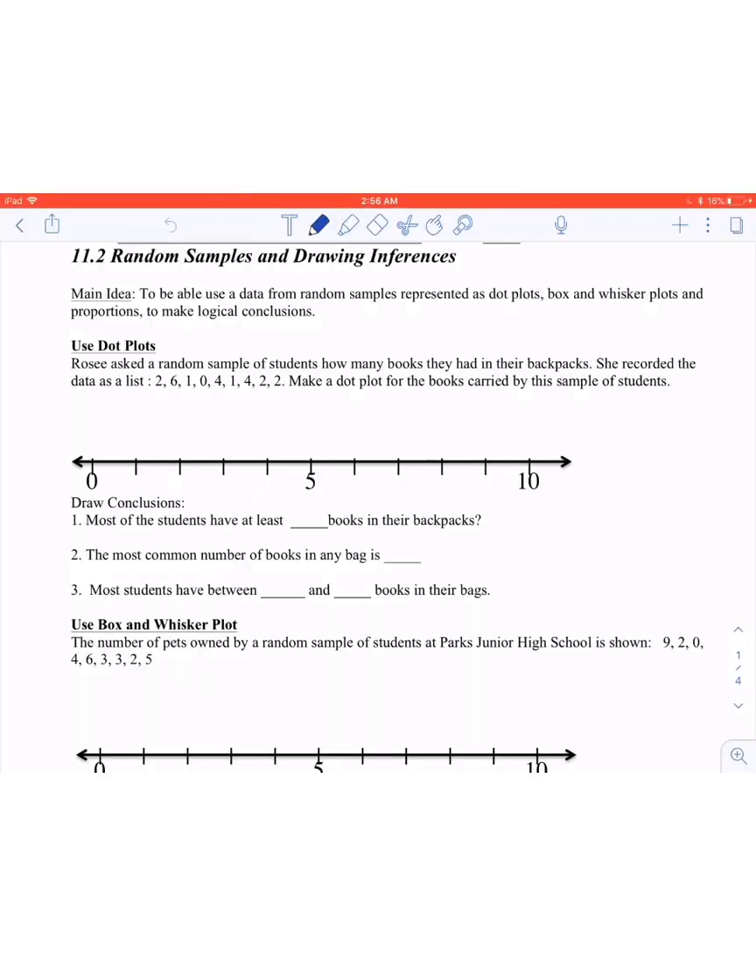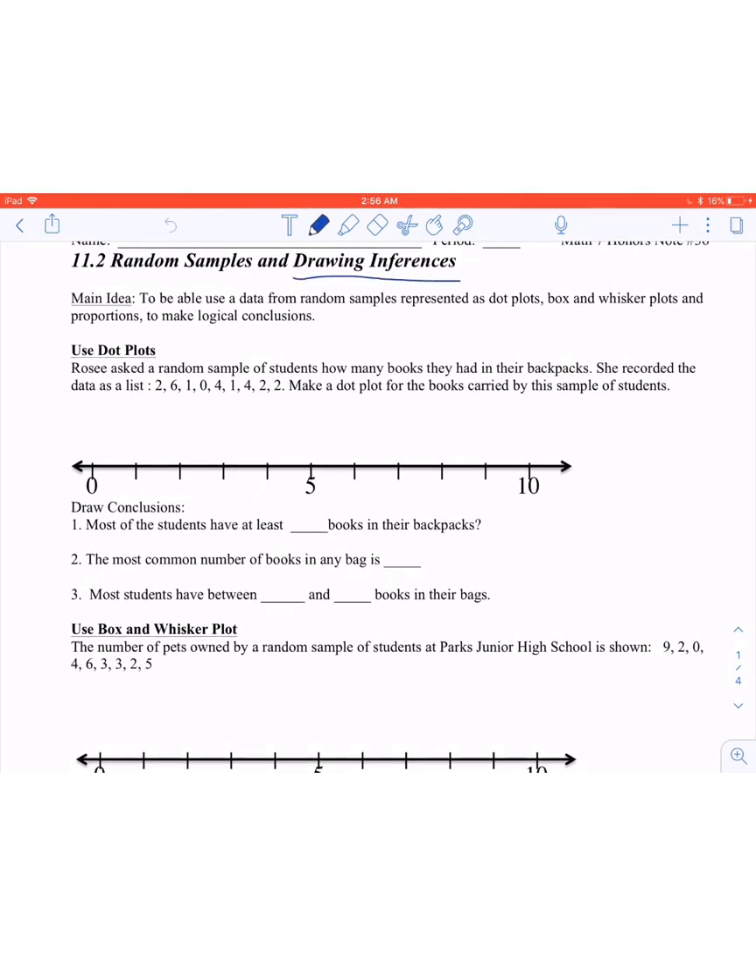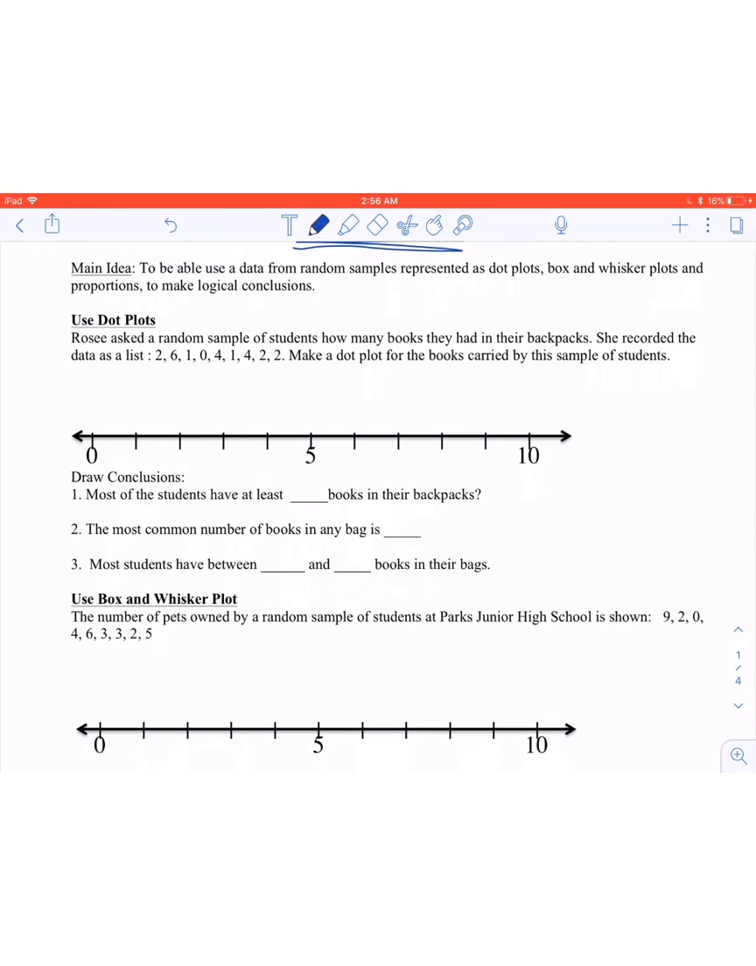11.2 Random samples and drawing inferences. So here, when we say drawing inferences, what we mean is that we are going to make predictions based on the data. The main idea here is to be able to use the data from random samples represented as dot plots, box and whisker plots, and proportions to make logical conclusions.